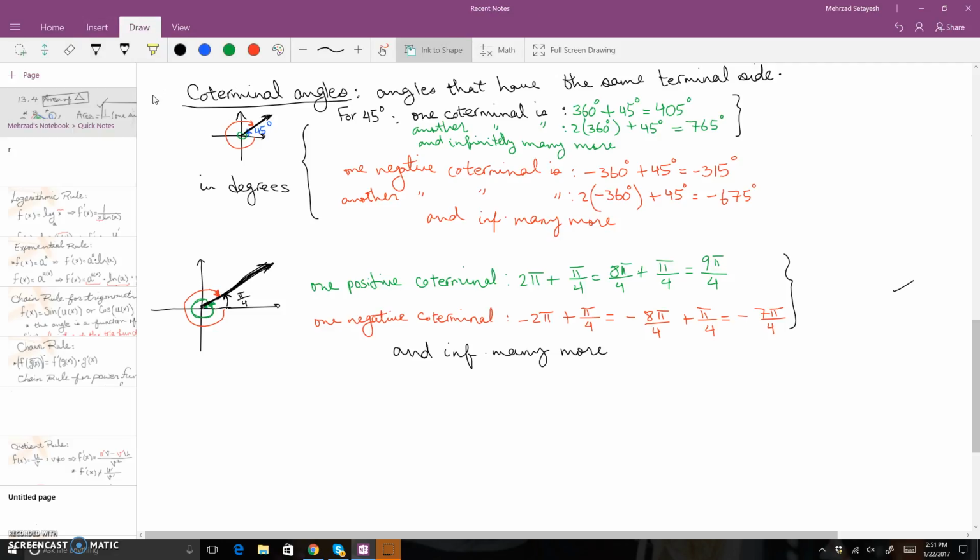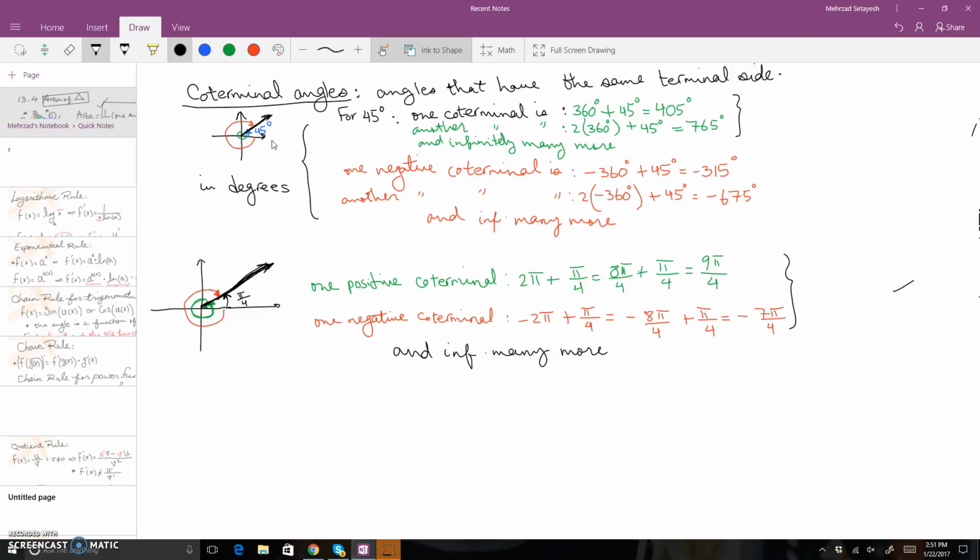Remember that angles have an initial side and a terminal side. So coterminal angles start from the same point, the origin. They start from the same initial side, which is the positive side of the x-axis. However, what's different here is that they have the same terminal side, but how we get to that terminal side is different.